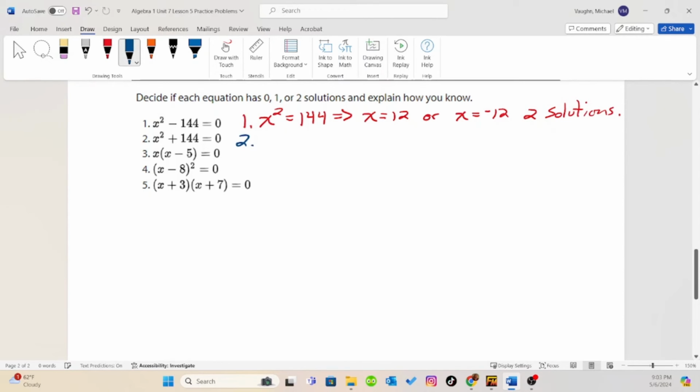For number 2, we would actually be doing the opposite. We would need to subtract 144 from each side. So we would have x squared equals negative 144. In this class, we will not cover complex or imaginary numbers. So right now, there are no real numbers that you can take the square root of or square and get a negative number. So this would have 0 real solutions.